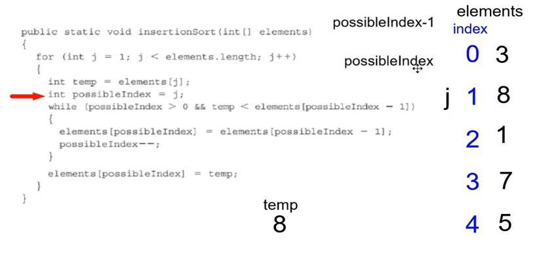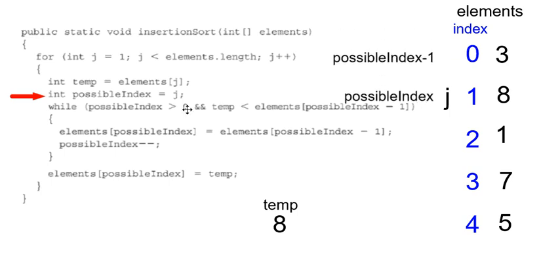So I'm going to bring possible index down to j, but you'll notice in the code we have both possible index and possible index minus 1, so I have those two paired up, so anytime this moves, it moves with it. All right, so we have to check, is possible index greater than 0? Which it is, because it's 1. Is the temp less than the element at possible index minus 1, which is a 3? And 8 is not less than 3, which means this was false.